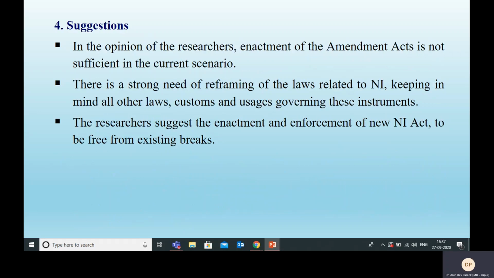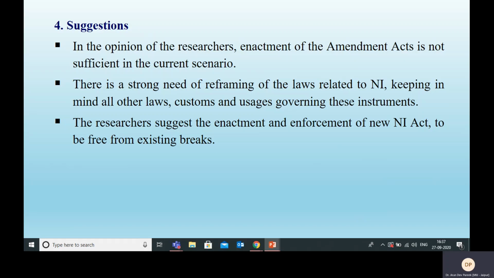Certain suggestions are made, and if those suggestions are followed, definitely all the problems can be fixed. As far as point 1 is concerned, in the opinion of the researchers, enactment of the Amendment Acts is not sufficient in the current scenario, because there are very many loopholes, and these loopholes or problems should be fixed. There are very many other acts and other laws which should be kept in mind.